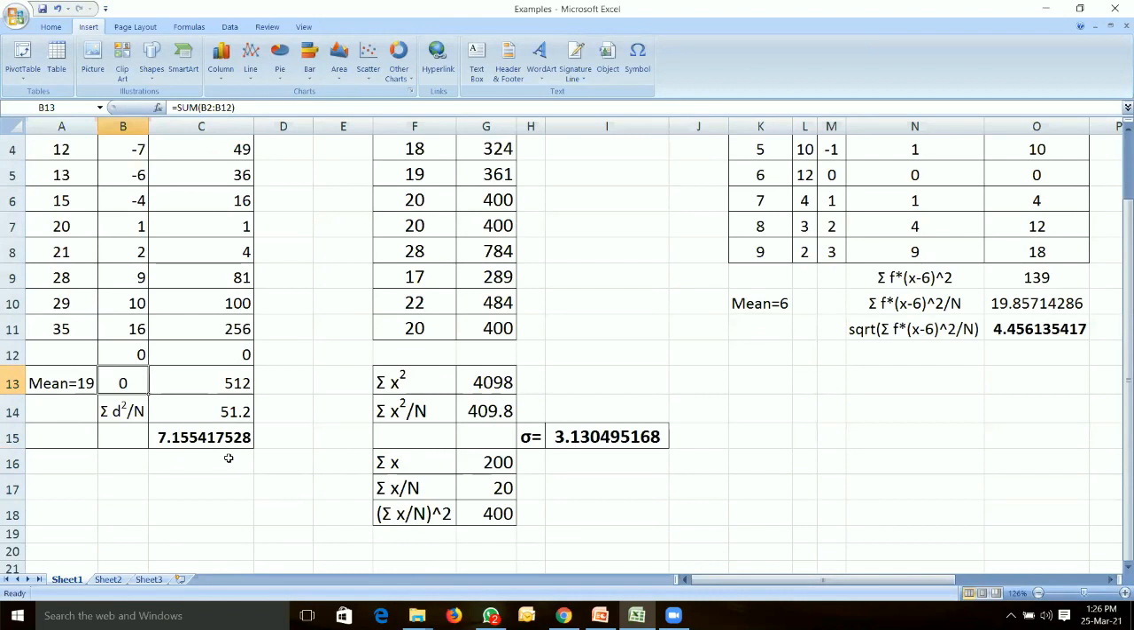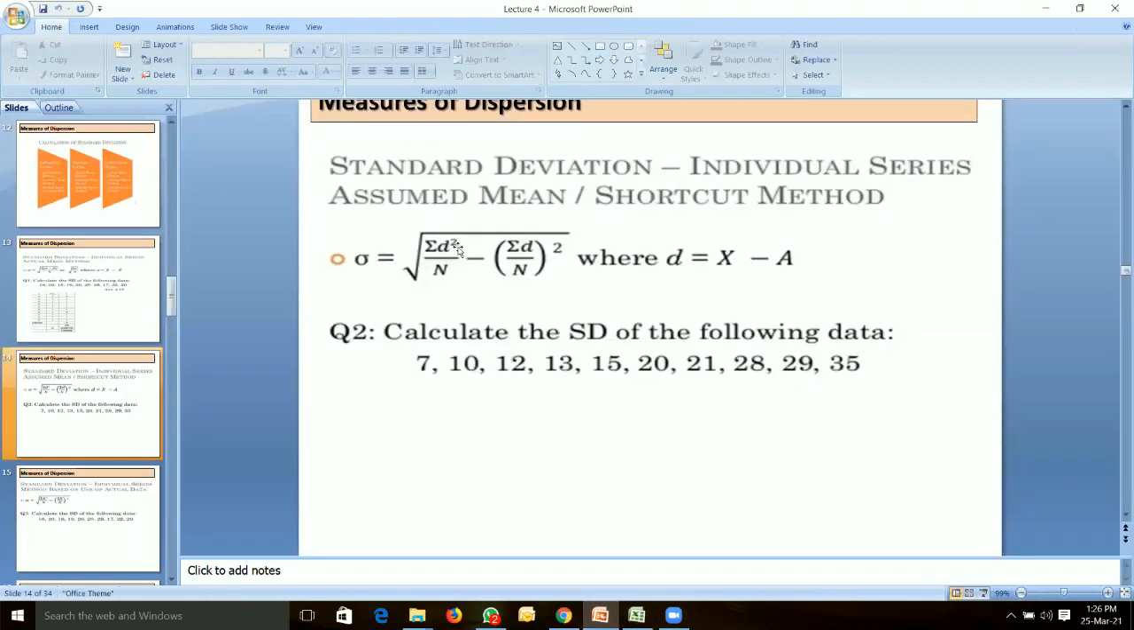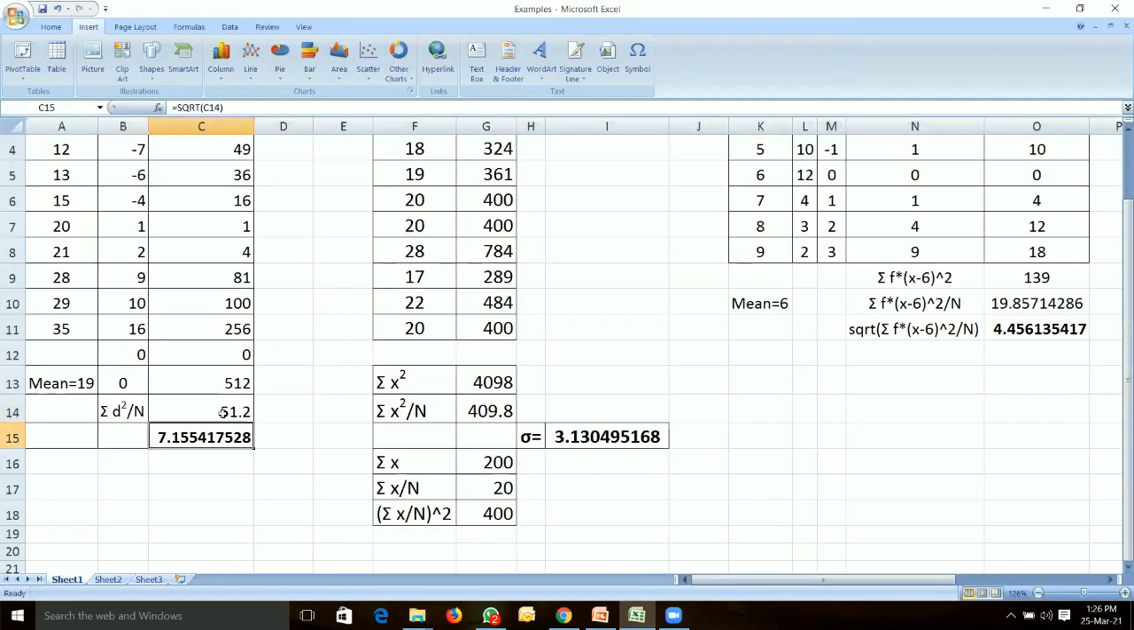So it doesn't make any difference, zero ka square kar diya divided by n, that answer will be 0. So only 51.2. So we got this term is equal to 51.2 minus 0. Okay, the square root of 51.2 only. So answer is 7.15.